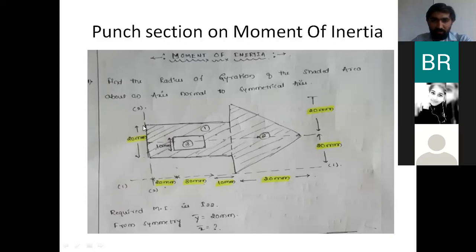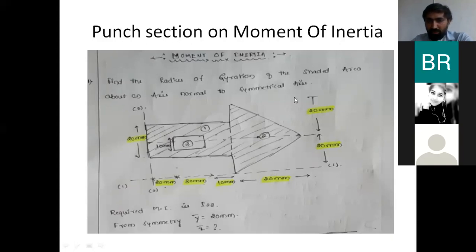The width of this rectangle will be 20 mm. What is the length side? From here to here, this is 20 millimeter, and after that the length of the third part will be 30 mm, and again 10 millimeter from this end to this end. The total length of the first component will be 20 plus 30 plus 10, so that will be a total of 60 millimeter, and again this width will be 20 millimeter.